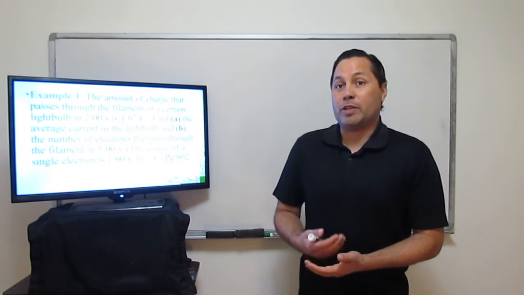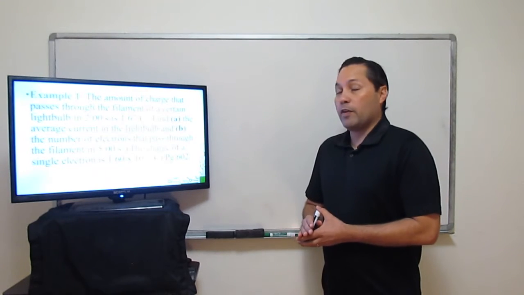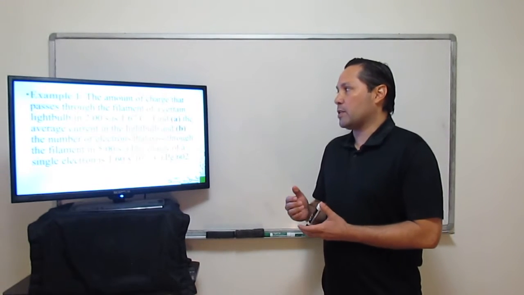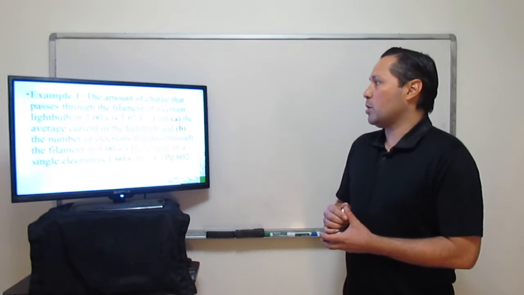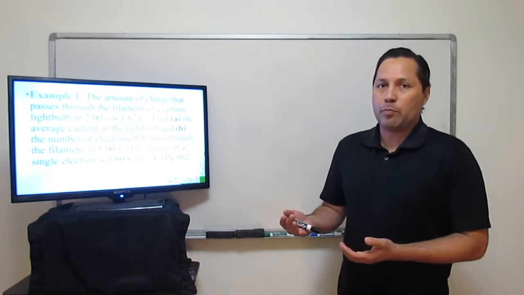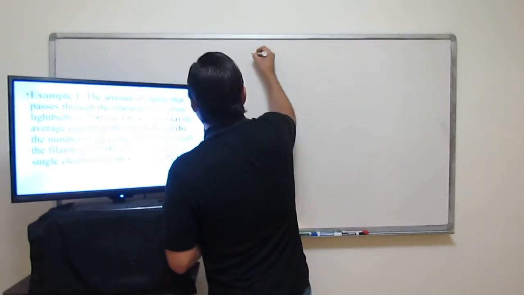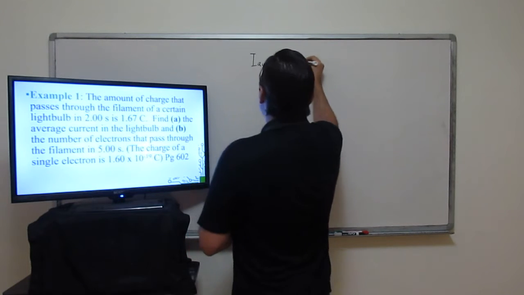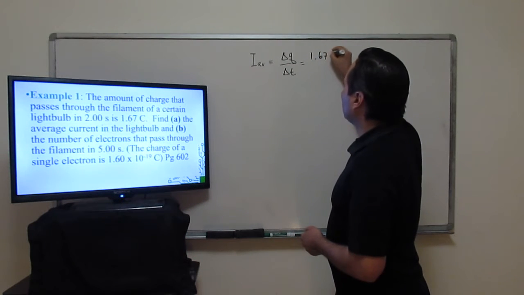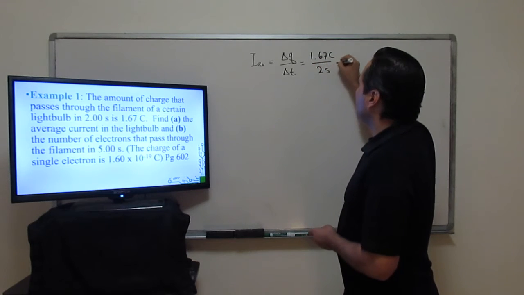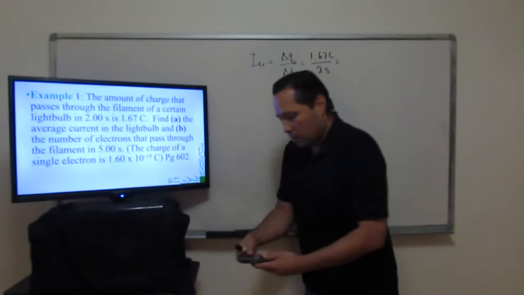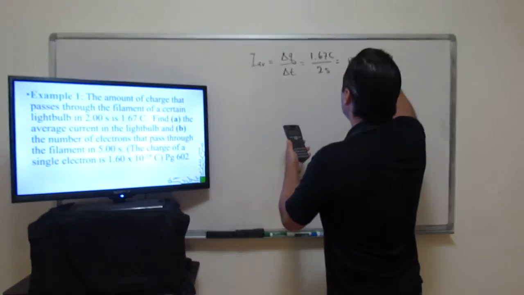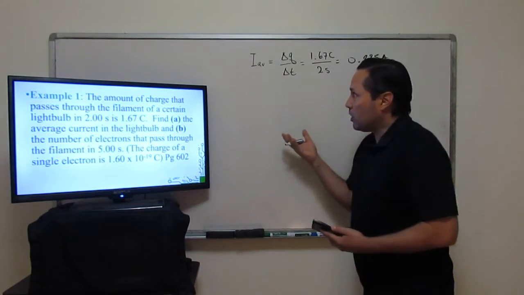Next, let's go ahead and take a look at some examples. In example 1, we're asked the following. The amount of charge that passes through a filament of a certain light bulb in 2 seconds is 1.67 coulombs. In part A, they ask you to find the average current of the light bulb. So for our average current, it is going to be the charge over the amount of time. Our charge is 1.67 coulombs, and the time is 2 seconds. We divide both of those numbers, and we get our answer: 0.835 amperes. So that's part A.